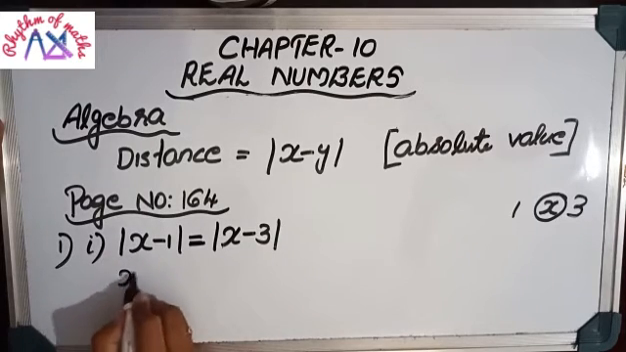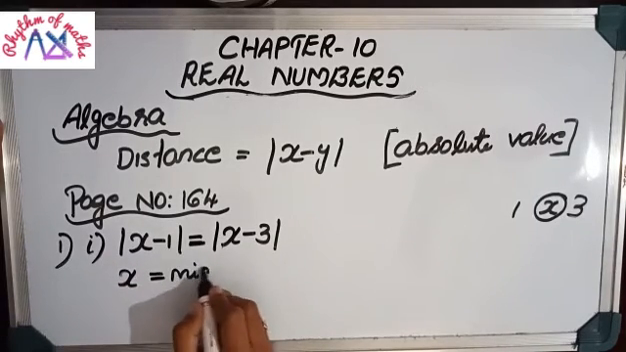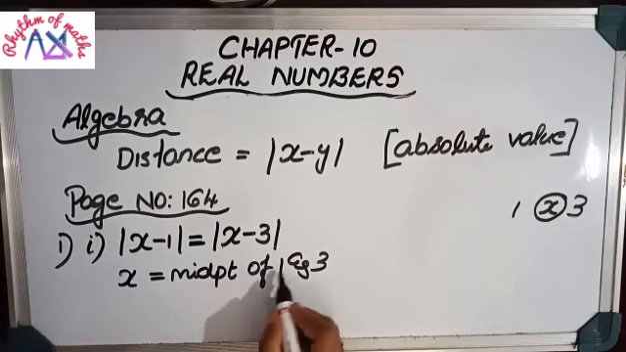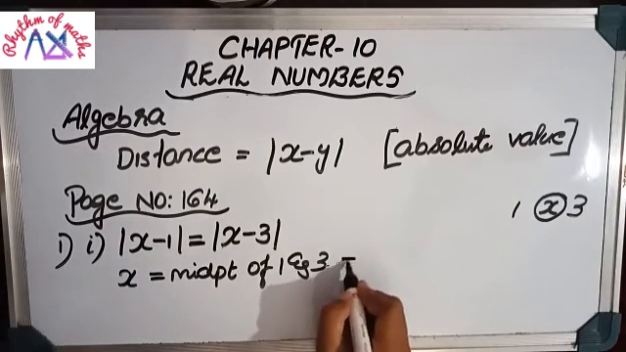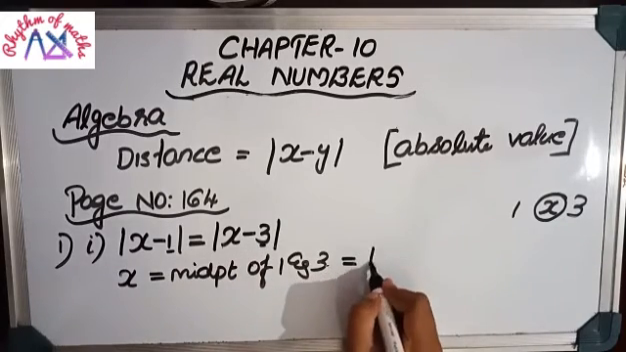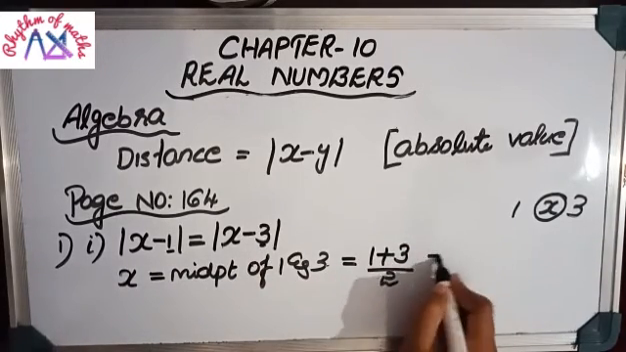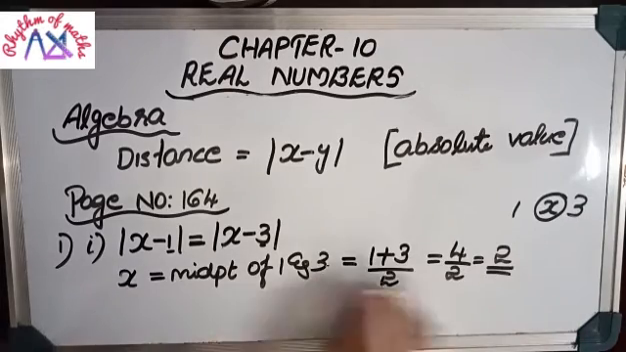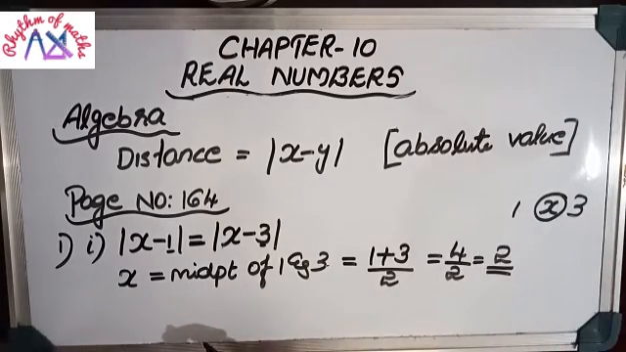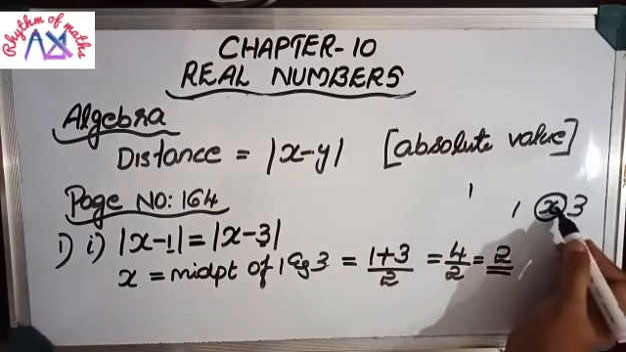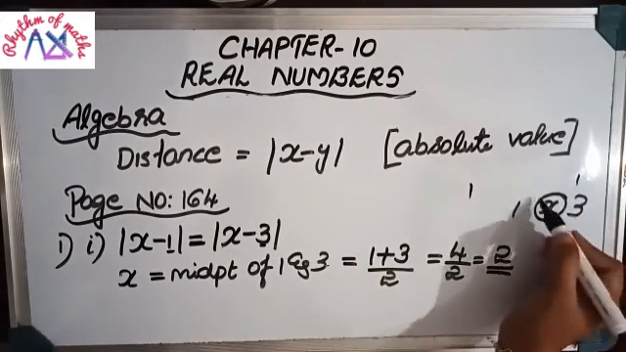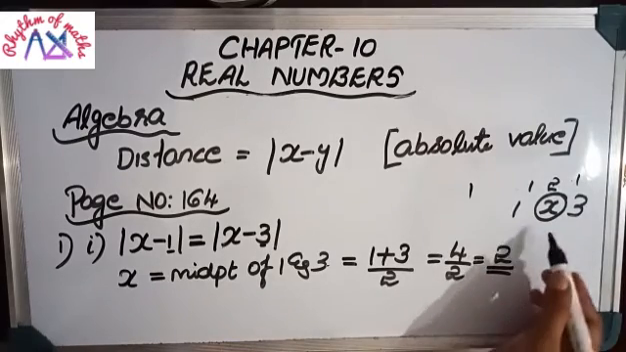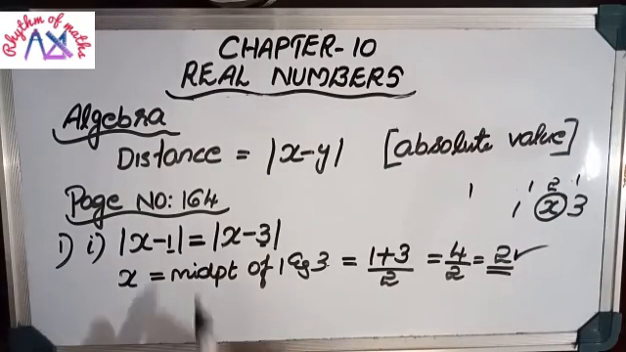So, to find x, x equals the midpoint of 1 and 3. That is enough. Just find the midpoint of 1 and 3. That number will be x. The numbers are 1 and 3, so (1 plus 3) divided by 2, that is 4 by 2, that is 2. That means the number x is 2. Now check. 2 to 1, the distance is 2 minus 1, which is 1. Now 2 to 3, 3 minus 2, which is 1. So from 1 to 2 the distance is 1, and from 2 to 3 also 1. That means the exact number is the midpoint of 1 and 3.